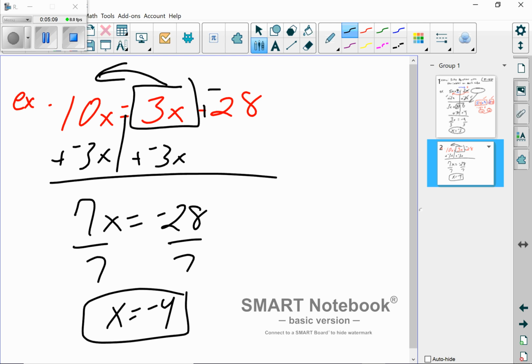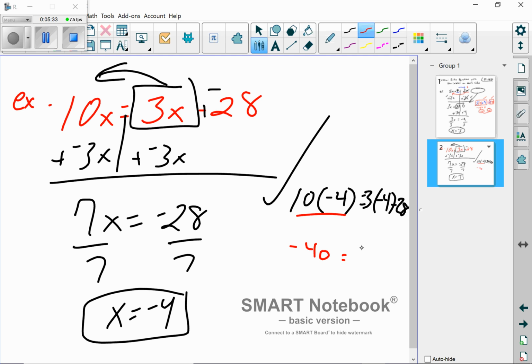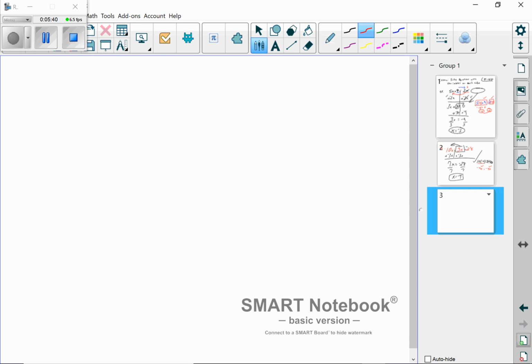I like this problem because it's pretty quick, easy. You check it, put a big check mark. Y'all know how to do that. So it's 10 times negative 4 equals 3 times negative 4 minus 28. I know you can't really see that. Just run it through the calculator if you need to. This side equals negative 40. This side equals negative 12 minus 28, which is negative 40. If these two sides match up, then you got the right answer. There's my check.